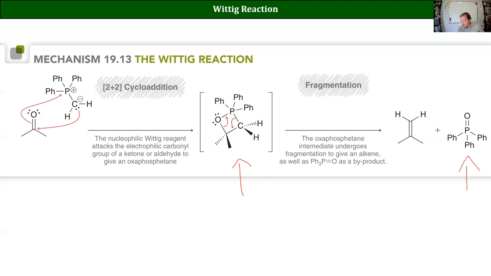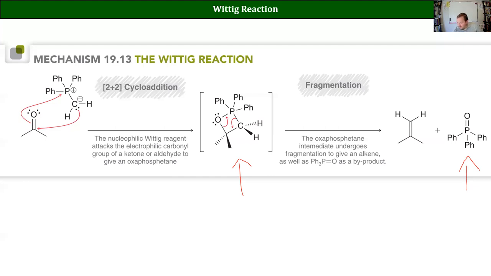Right, so these are two different names of these types of mechanism steps. The 2+2 cycloaddition is essentially like two nucleophilic attacks at the same time. You wind up with the nucleophilic attack of your carbon nucleophile on your Wittig reagent attacking the carbonyl carbon, and your electrons from your carbonyl bond attack the phosphorus at the same time.